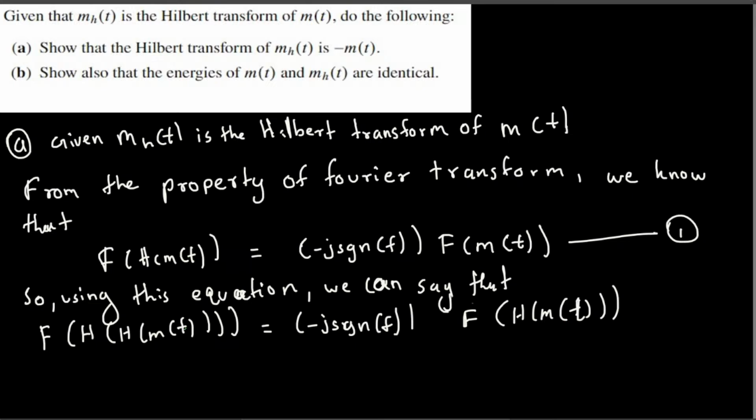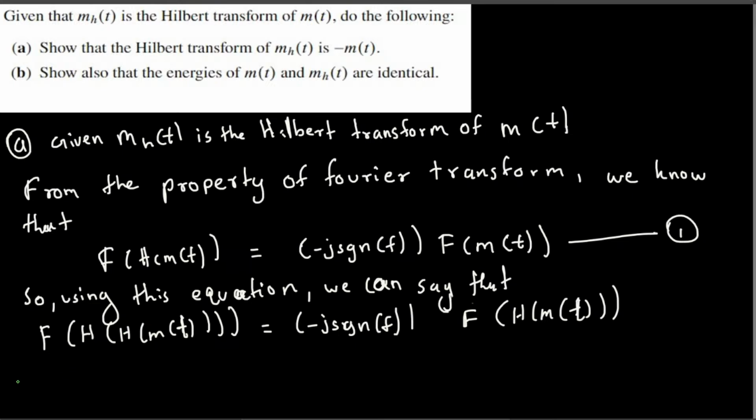Okay, here what we did is, we use the property and we added one more thing to it. Here we did the Fourier transform of the Hilbert transform of M of T. So this Fourier transform of M of T is changed into the Fourier transform of the Hilbert transform of M of T. This one remains the same. And the information provided for MH of T is the Hilbert transform of M of T, so instead of this Hilbert transform of M of T, we can replace that with MH of T.